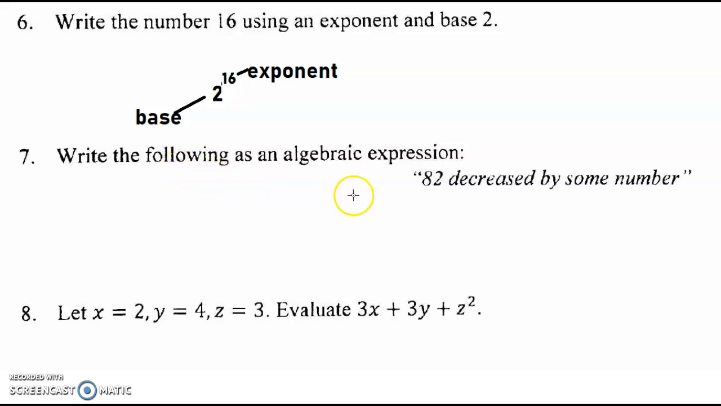All right, 7. Write the following as an algebraic expression. So we have to write our own expression again. It says 82 decreased by some number.